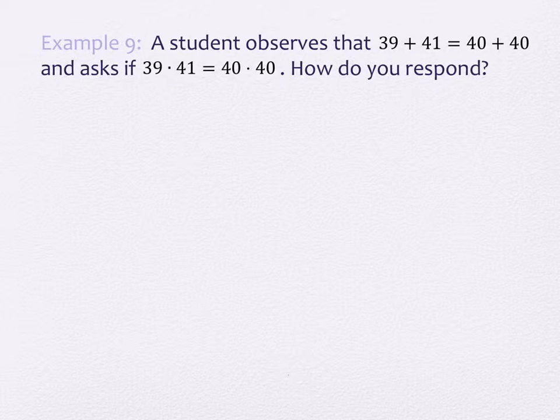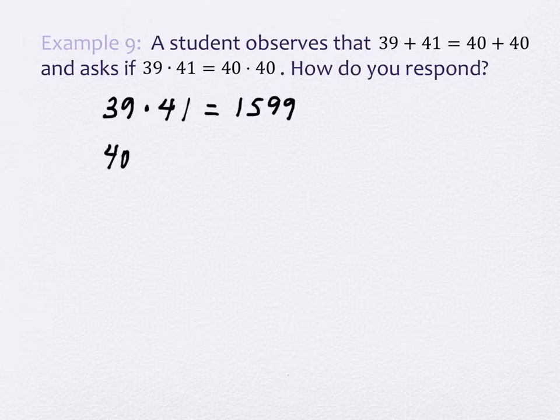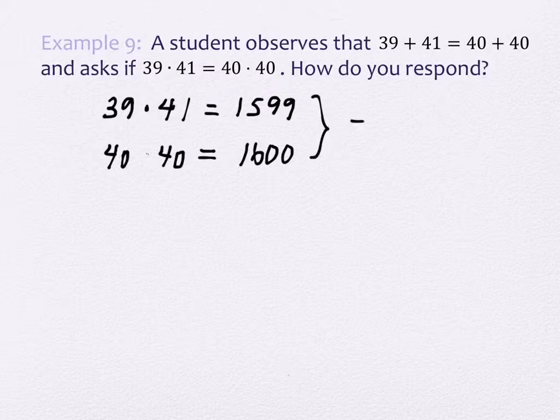Let's just write it out real quick. What is 39 times 41? 1599. And what happens when we do 40 times 40? 1600. So clearly these are not equal, right? So write yourself down a response of what you would tell the student. I mean, you're going to show them this. This would be a fact that you would probably want to show them, and talk about the fact that this is not going to work.